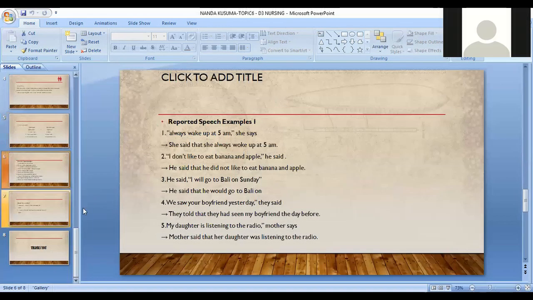For example, number 1, I always wake up at 5 p.m. She said that she always wakes up at 5 p.m. Number 2, I don't like to eat banana and apple, he said.